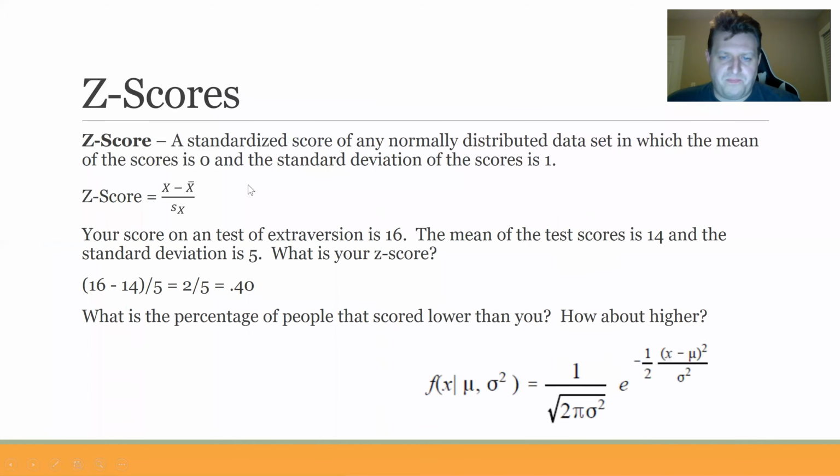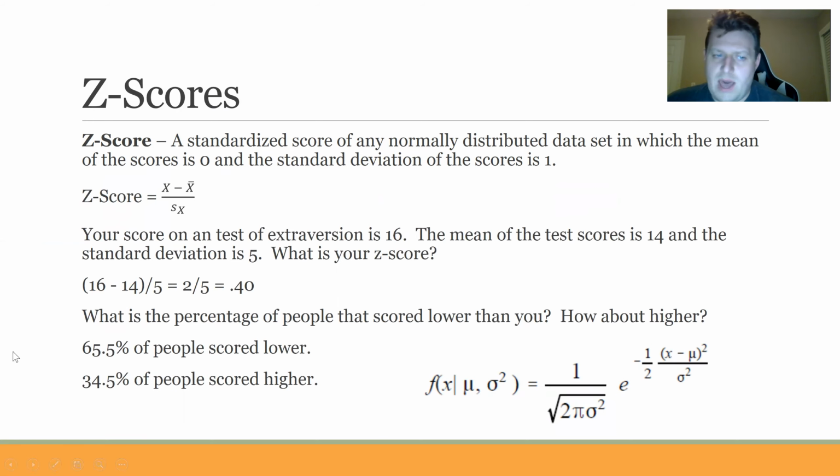Okay, where were we? Oh, it was the percentage of people that scored lower and higher. I'm converting those proportions to percentages here. I'm multiplying them by 100. So roughly 65.5% of people scored lower than you on that test of extroversion. 34.5% of people scored higher than you on that test of extroversion.